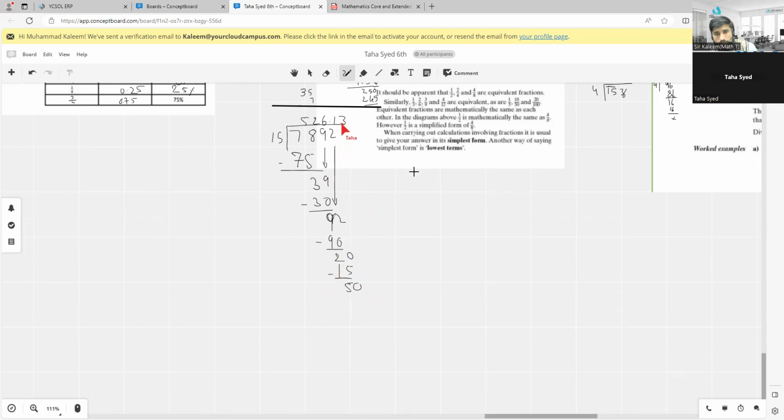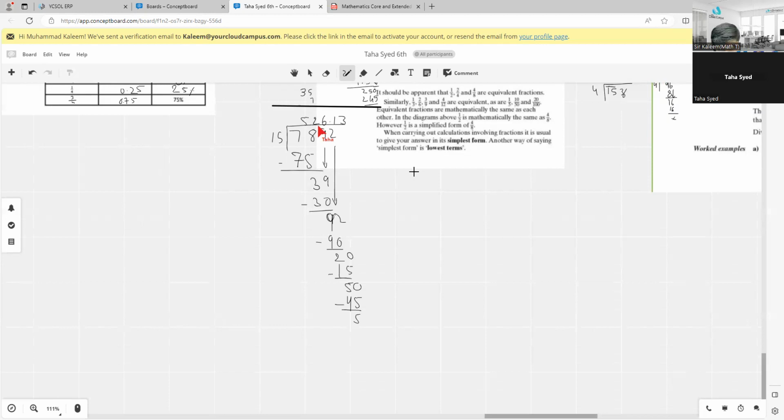15 three times become 45. So it means that the answer will be repeating itself. So we have 5,000, 526 13. No, we will just write our answer up to one decimal place. You just have to round off. We just check the second decimal place, but we will not write our answer in two decimal places. We will write our answer in one decimal place, but we also have to find the second decimal place.